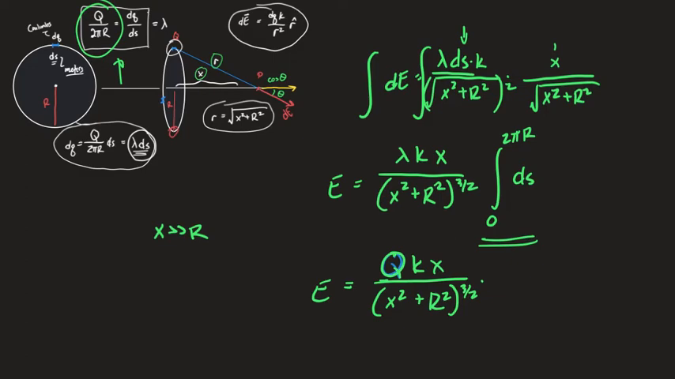Yes, sir? When I tried doing this, like on the homework, I didn't sub dq for lambda ds, I just left it as dq. And then when I took the summation of that, I just got q. Am I allowed to do that?